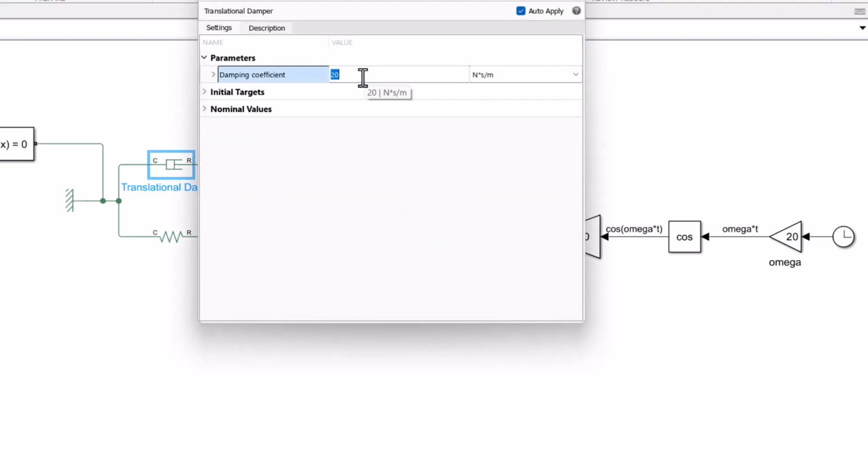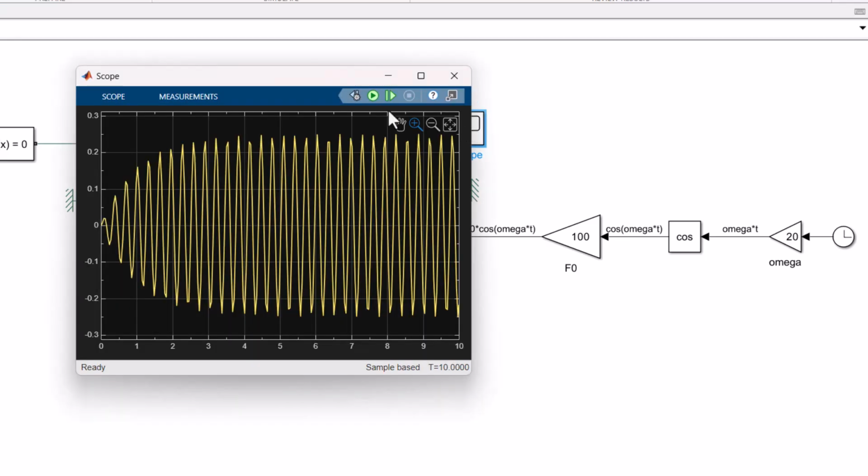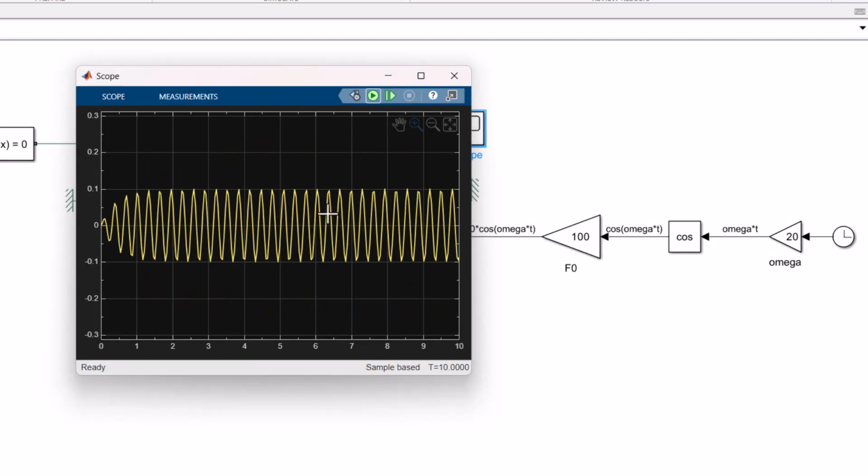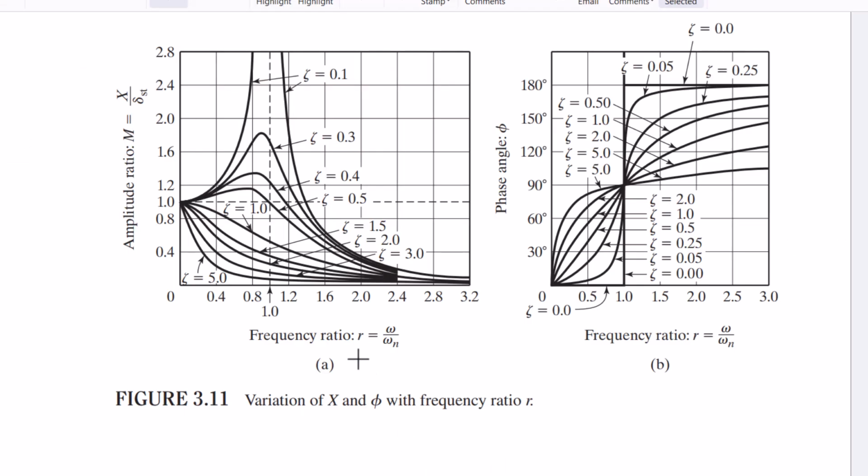So for example, if I turn it equal to 50 and I run it from here, you can see increasing the damping coefficient has led to decreased amplitude of oscillations, and it is the most important aspect of a harmonically excited damped system. And that concludes this tutorial.